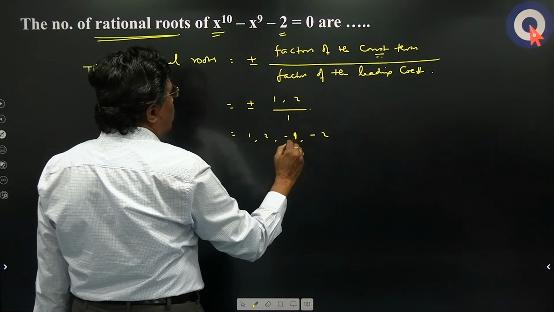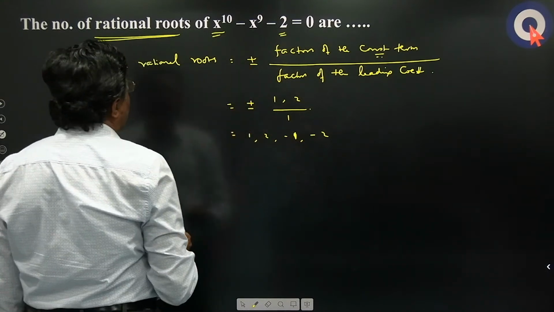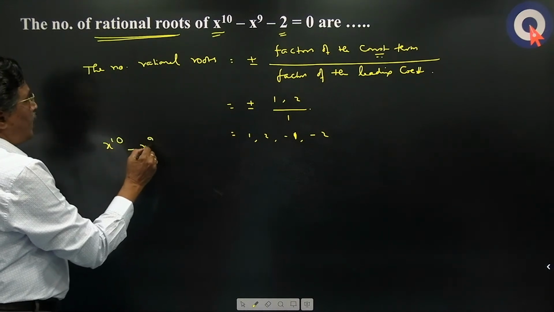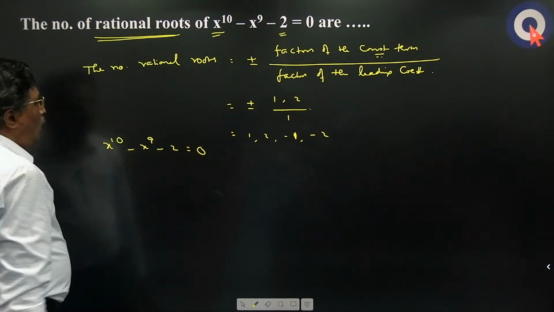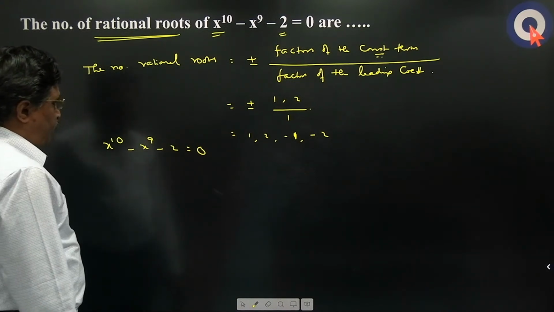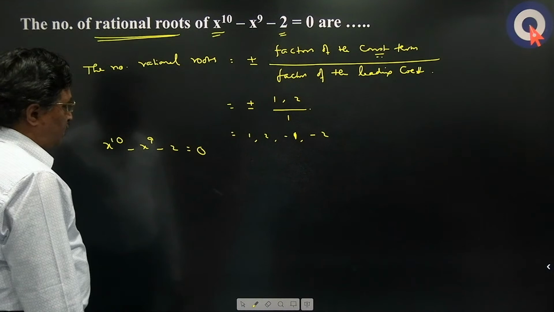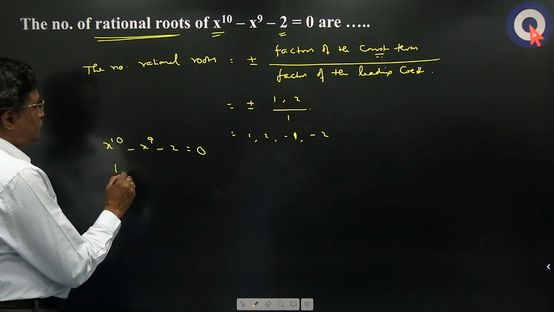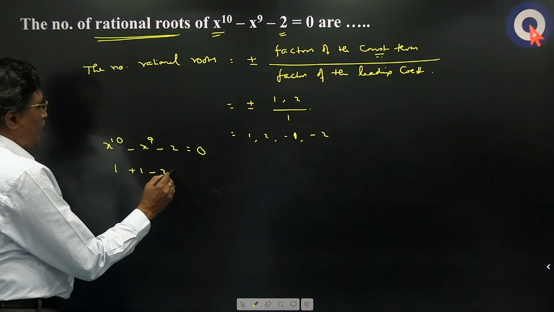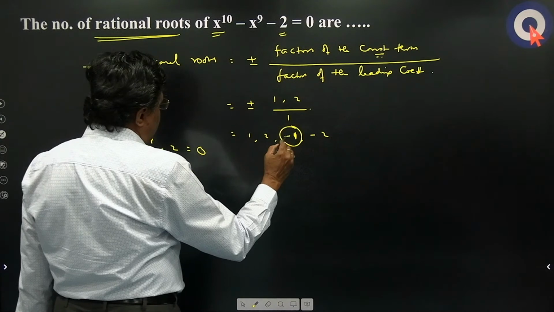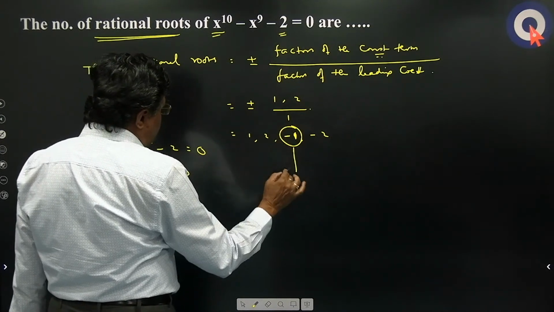Among these numbers, which will satisfy the given equation? So you have x power 10 minus x power 9 minus 2 is equal to 0. If I put x equal to 1, it doesn't satisfy. If I put x equal to 2, obviously it doesn't satisfy. If I put x equal to minus 1, it will satisfy. So therefore, minus 1 is the only rational root.